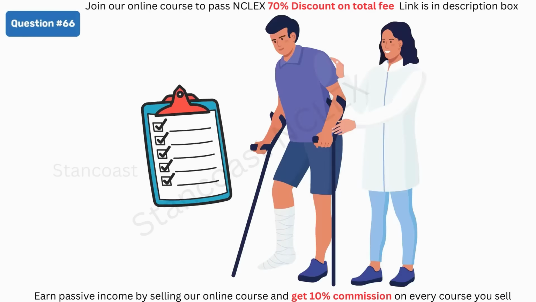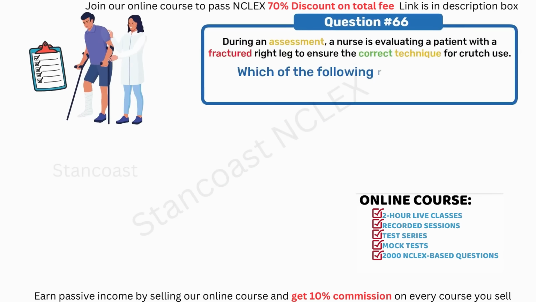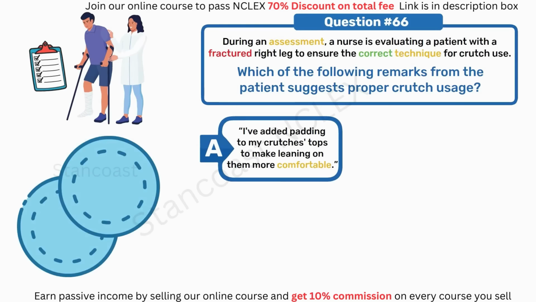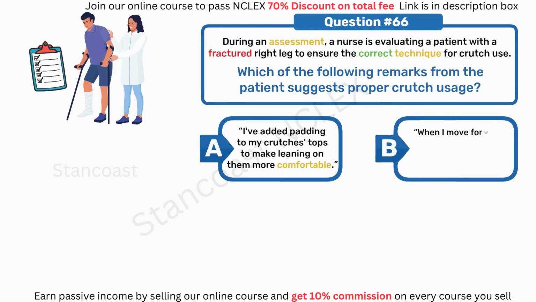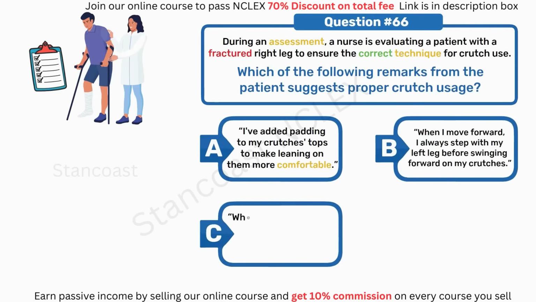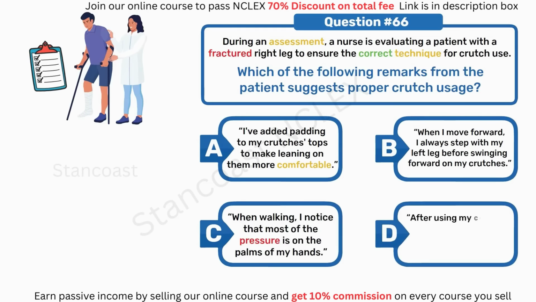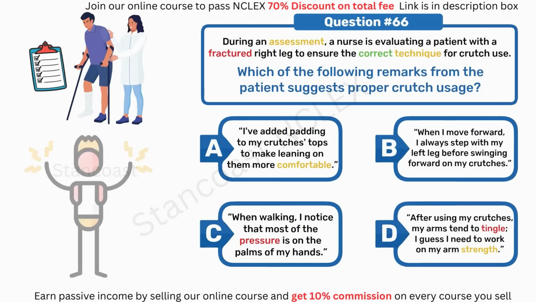During an assessment, a nurse is evaluating a patient with a fractured right leg to ensure the correct technique for crutch use. Which of the following remarks from the patient suggests proper crutch use? A. I've added padding to my crutch's tops to make leaning on them more comfortable. B. When I move forward, I always step with my left leg before swinging forward on my crutches. C. When walking, I notice that most of the pressure is on the palms of my hands. D. After using my crutches, my arms tend to tingle. I guess I need to work on my arm strength.